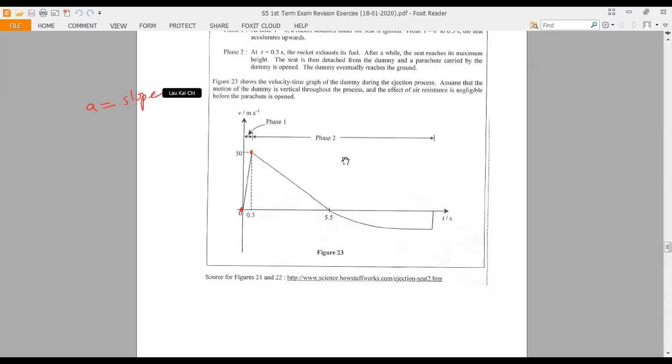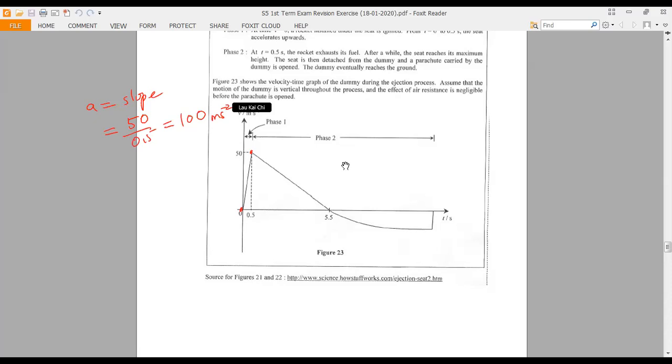Sometimes you have to be simple-minded. Like a question about a VT graph, you may just find the slope and also find the area. So the slope is equal to 50 divided by 0.5, which is 100. The acceleration is 100 upward.